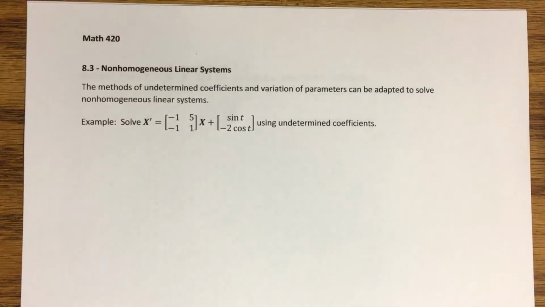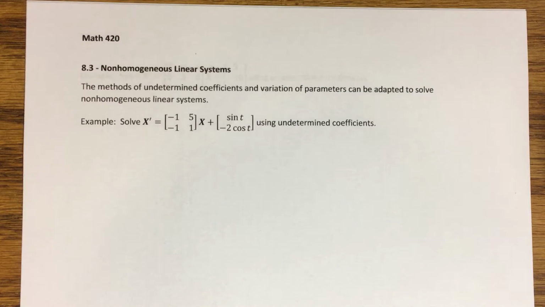Okay, so in this section, we're going to be looking at non-homogeneous linear systems. And rather than come up with a brand new technique for solving these, we're going to use modifications of things we've already talked about. So we're going to be adapting the methods of undetermined coefficients and variation of parameters to solving these systems. In this video, we're going to look at undetermined coefficients, and in the next video, we're going to derive a method for variation of parameters to solve these guys.